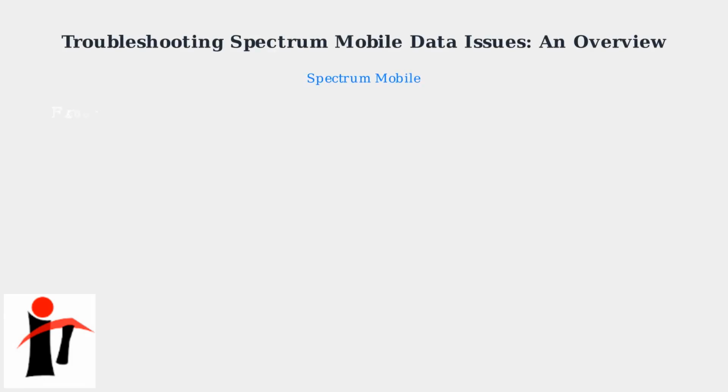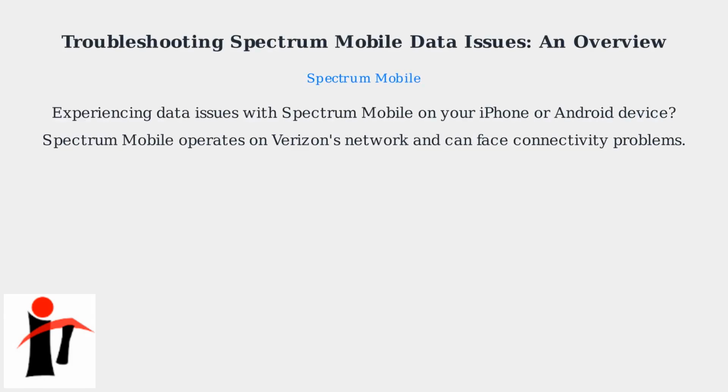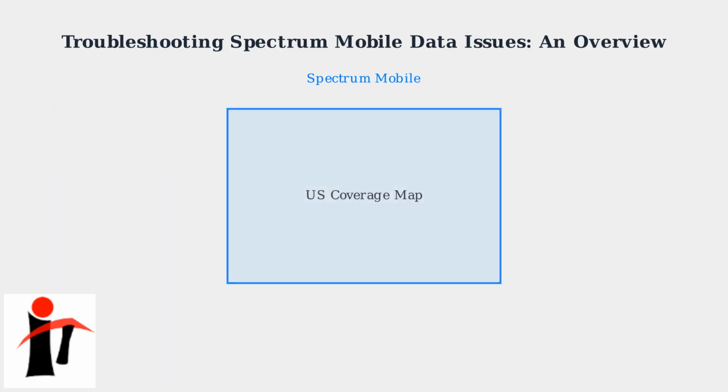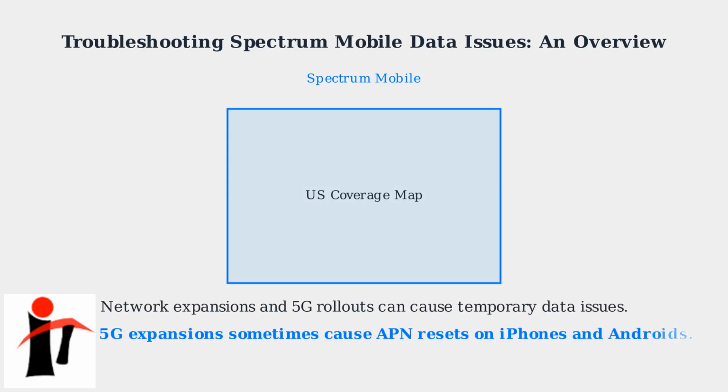Experiencing data issues with Spectrum Mobile on your iPhone or Android device? You're not alone. Spectrum Mobile, which operates on Verizon's network, can sometimes face connectivity problems due to network expansions, device updates, or incorrect settings. This video will guide you through common causes and solutions to get your data working again.